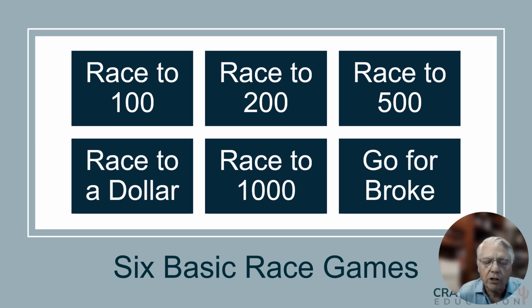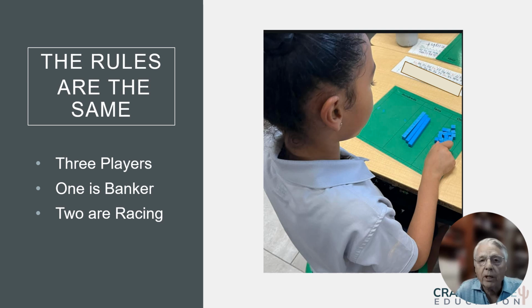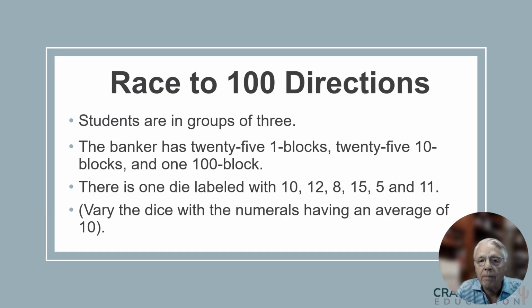There's several games: Race to 100, Race to 200, 500, Race for a dollar, Race to 1,000, lots of games. And they all have the same basic rules. They're played with three players. One player is the banker and has all the blocks. Then there's two players, and they're racing to see who can get the most and get to 100 first, if that's the game. So that's it. Three players, one's a banker, and two are having a race.